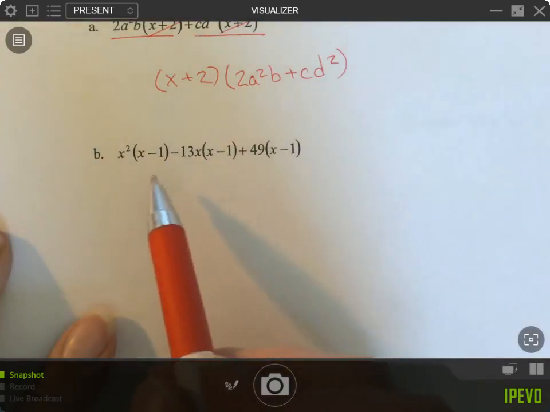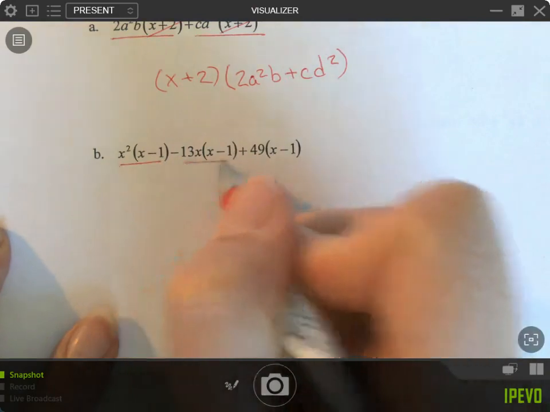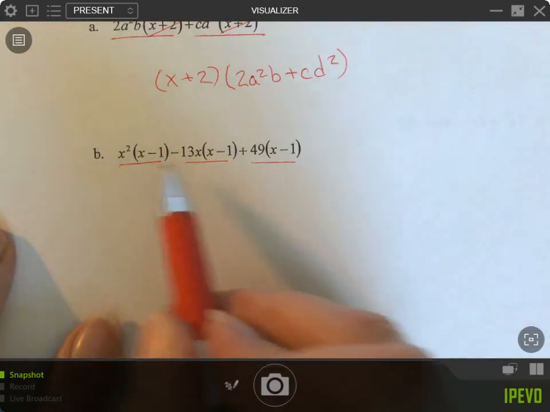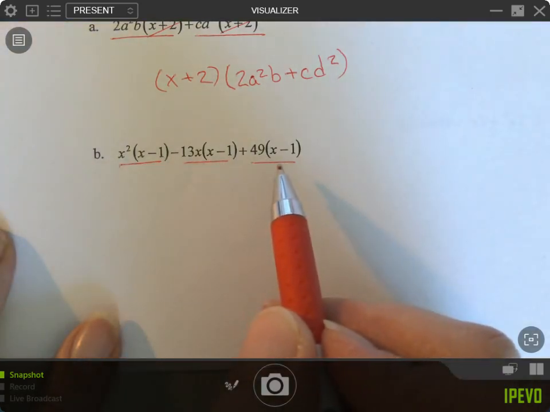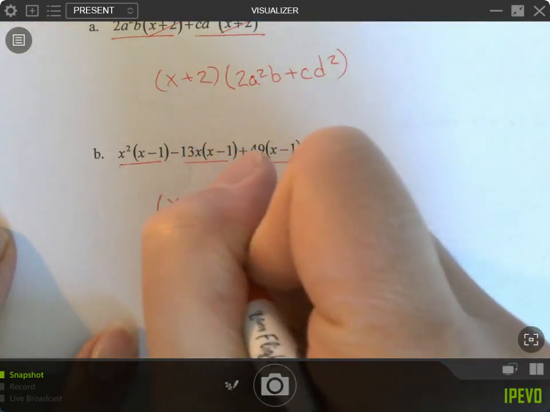When you look at this next one, again, there's a lot going on. There are 1, 2, 3 terms here. Do you see 3 terms this time? What do they all have in common? X in parentheses, x minus 1. Okay, all 3 of them have x minus 1 in common.